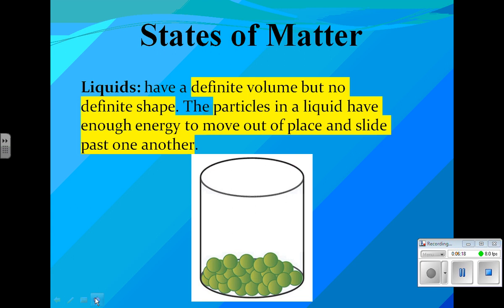It's 16.9 ounces. So the particles in a liquid have enough energy to move out of place, and what they do is they slide past one another. So they have the energy to move and slide past one another. Again, make sure that you write that a liquid has a definite volume, but no definite shape. The molecules can slide around one another, and then draw the picture.